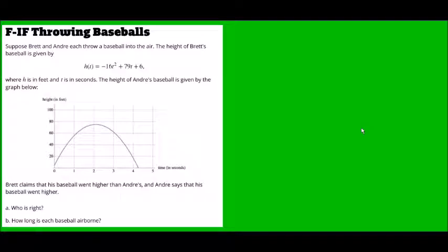Suppose Brett and Andre each throw a baseball into the air. The height of Brett's baseball is given by this function. A is negative, so I know it's a sad face. C is 6, that would be my y-intercept, where H is in feet and T is in seconds. The height of Andre's baseball is given by the graph below. Brett claims his baseball went higher than Andre's, and Andre says that his baseball went higher. Who is right? How long is each baseball airborne?